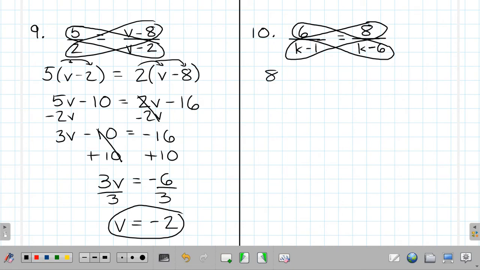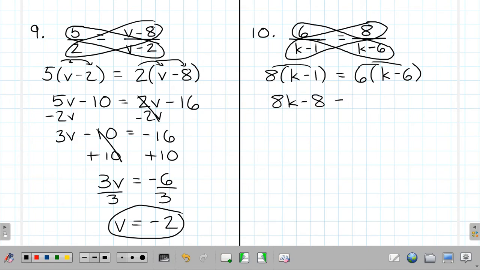So I'm going to do 8 times k minus 1 is equal to 6 times k minus 6. Same thing here. We're going to have to distribute. So 8 times k is 8k, minus 8 times 1 is 8. 6 times k is 6k, minus 6 times 6 is 36.